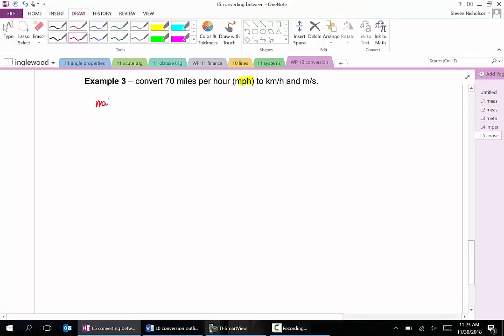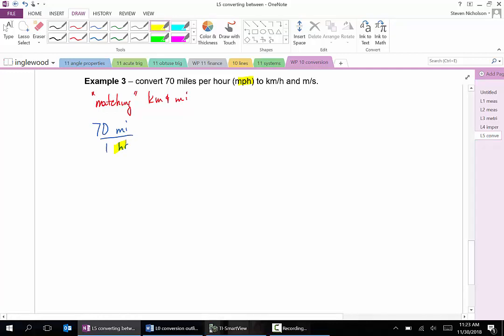Our matching units are kilometers and miles. They're both the big measure. Now, this question's a little bit different because we have 2 units. We have miles per hour. But in this example, we want to keep hours. We want to keep our hours.